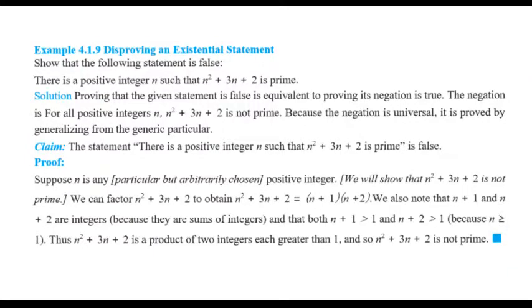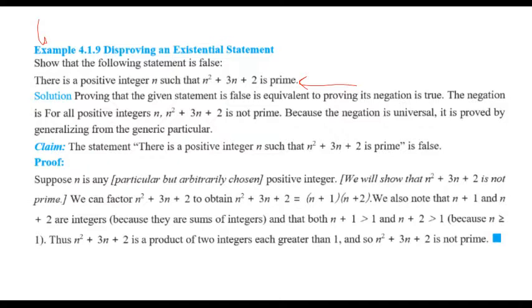Okay, so we continue chapter 4 by example 4.1.9 of the book, which basically shows a disproof of an existential statement. So here is the existential statement that we are going to prove is false. It says there is a positive integer n such that n squared plus 3n plus 2 is prime.